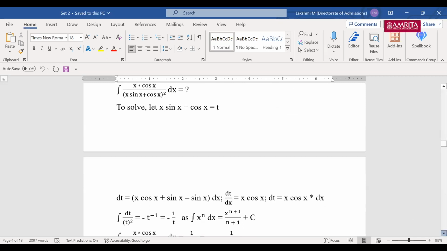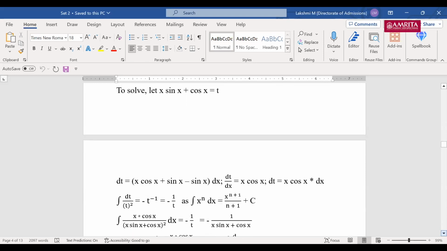So what you have done is you have simplified this whole term of integral of x cos x by x sin x plus cos x the whole square into dt by t square. Integral of dt by t square. Because x cos x dx is dt, and x sin x plus cos x is t. So it's dt by t square and you know the value, right? It's minus t raised to minus 1, or minus 1 by t.